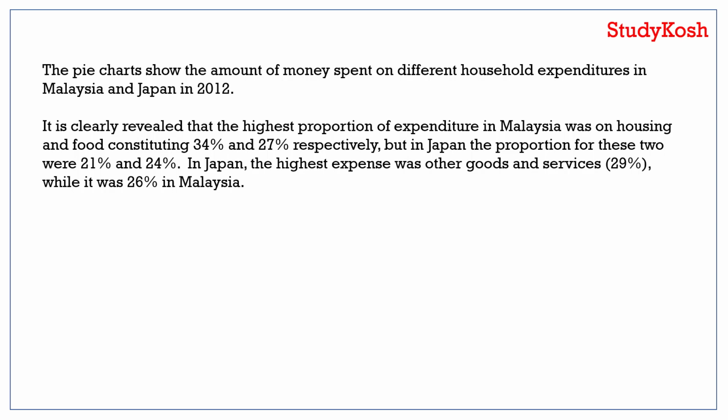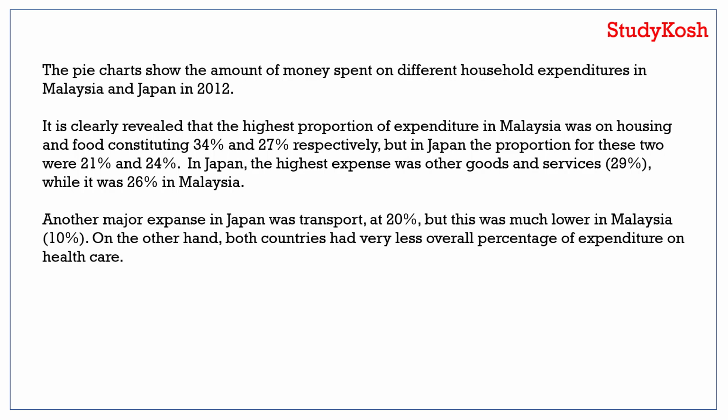Now in this passage there are two ways of writing the statistics. Either you can write this percent and this percent, or if you read the last line, I have mentioned 29% in bracket along with the category other goods and services. You can also write this way. So students, here altogether 3 segments are covered of both the countries. We are left with only 2 more.